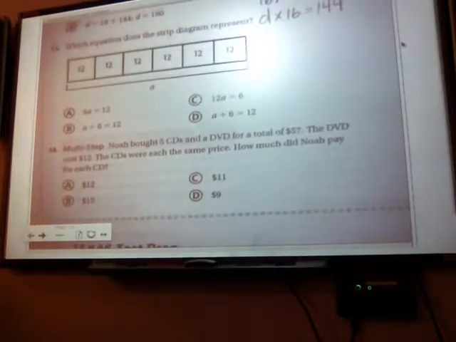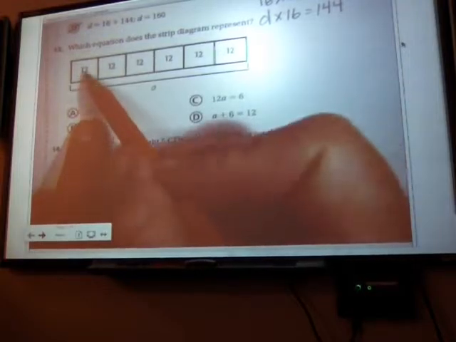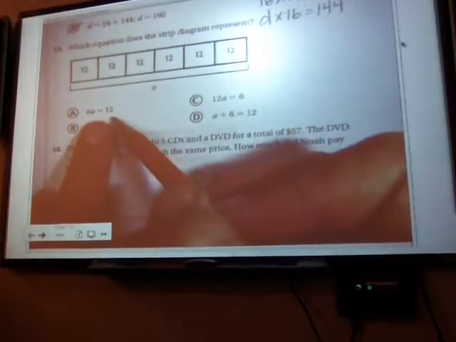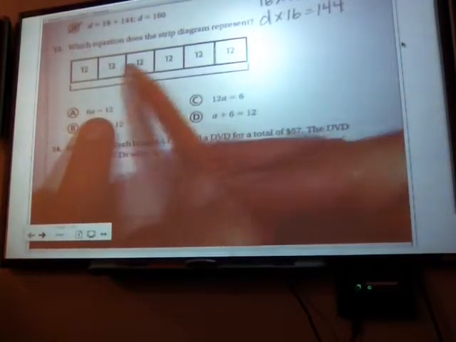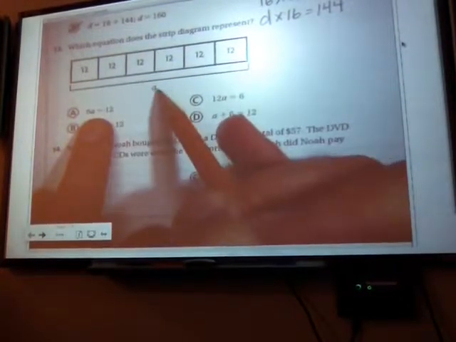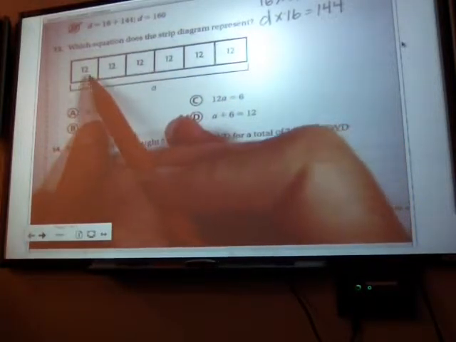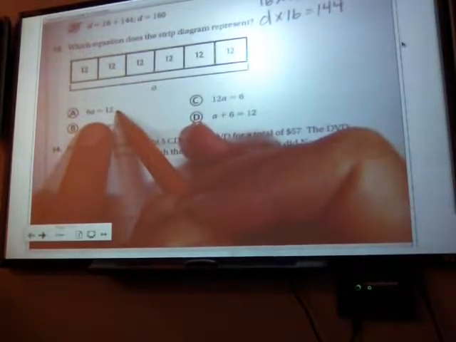All right, number 13. Which equation does the strip diagram represent? So you can do it a couple of different ways. Okay, let's look at it. Are there 6 A's that's going to equal 12? Do I have 6 A's? Yes. How many A's do I have? One. So 6 times A is going to give me 12? No.